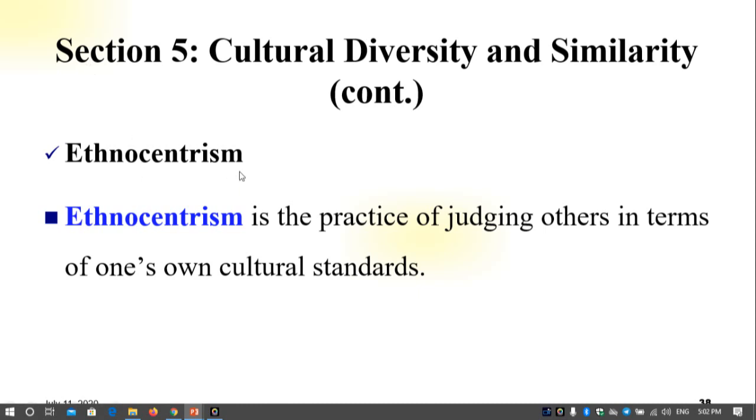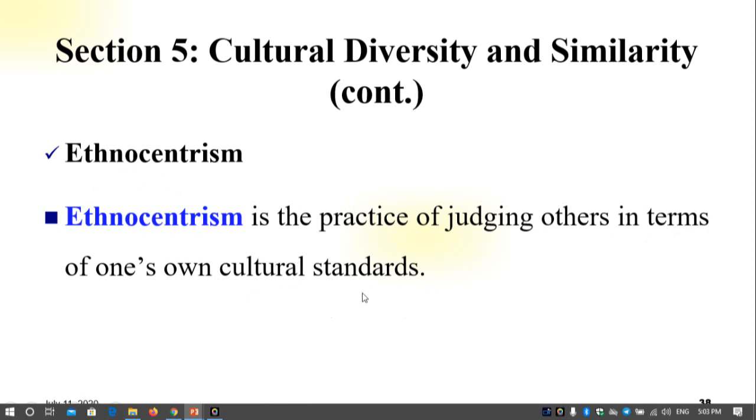Ethnocentrism means the evaluation of other cultures according to preconceptions originating in one's own standards. Ethnocentrism is the practice of judging others in terms of one's own cultural standards.